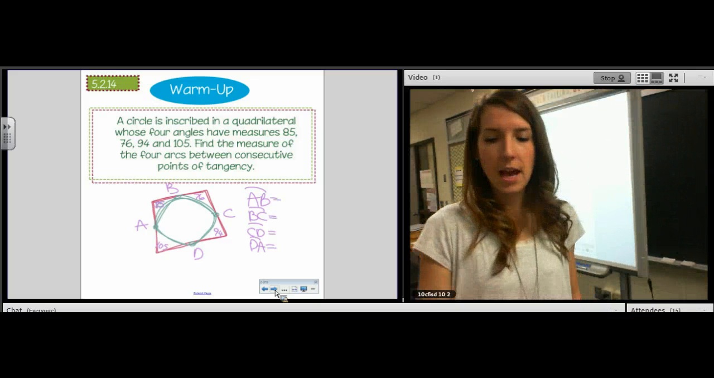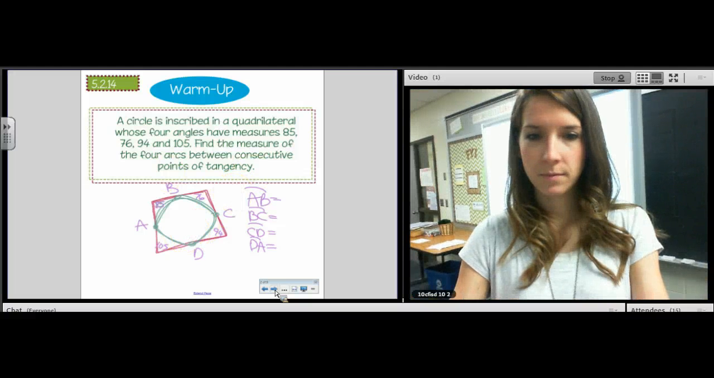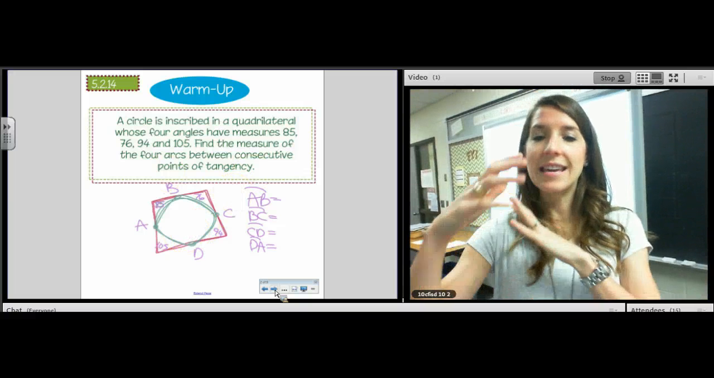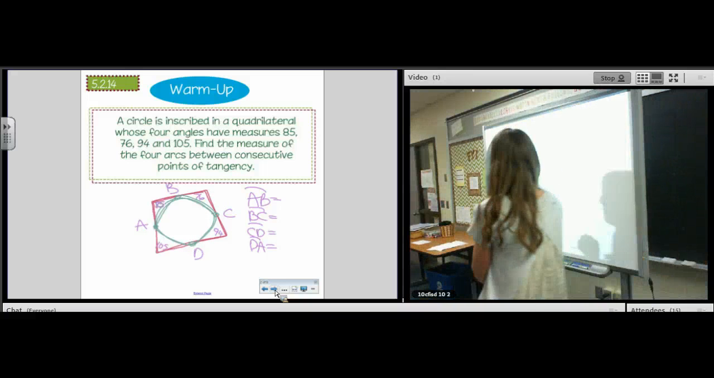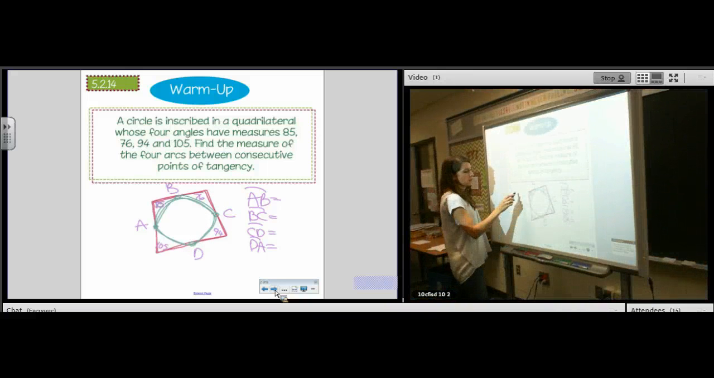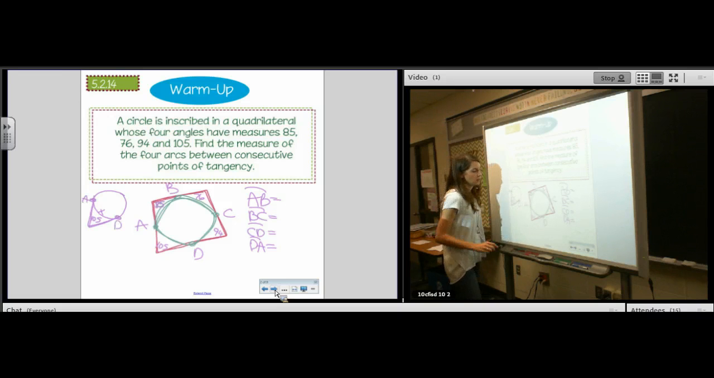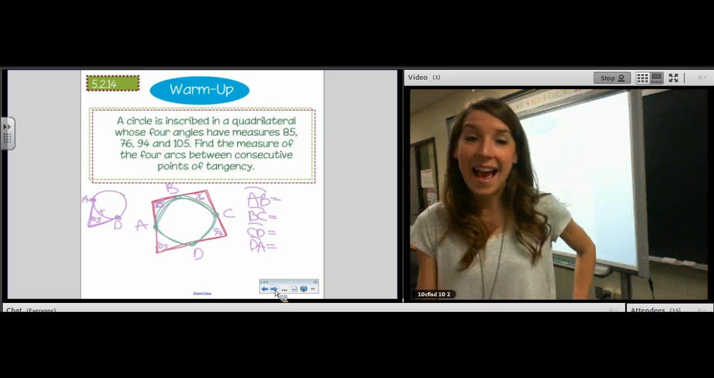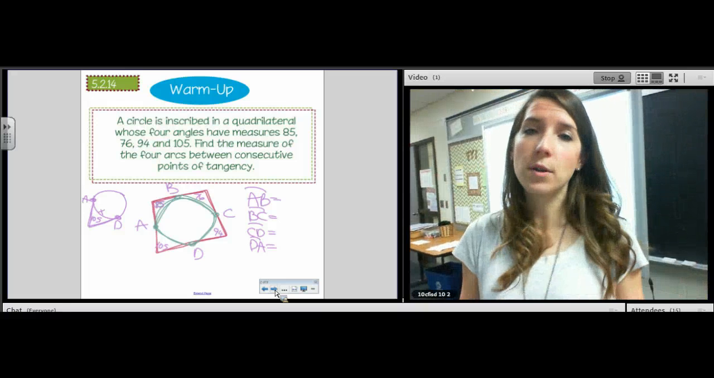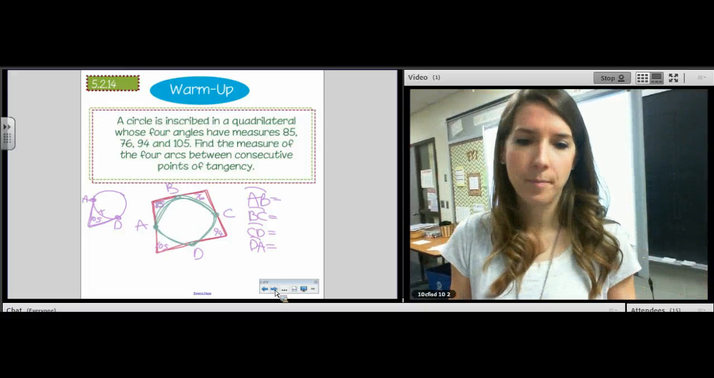Let me give you a little bit of time to work on it. Let me see if I can lead y'all a little bit. So let's just take one of those angles. Here's the circle, and this is not drawn to scale, sorry. That angle is 105, and I'm trying to find that arc. Here's A and D. Do you think you could find that arc if we're only going to use one angle at a time?